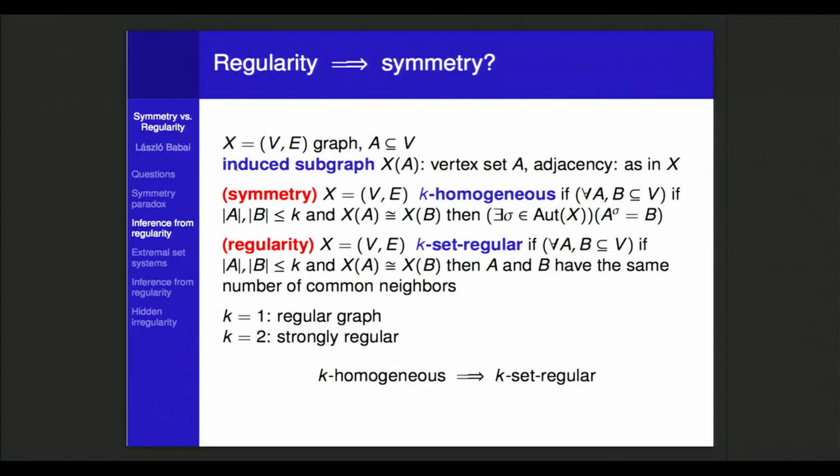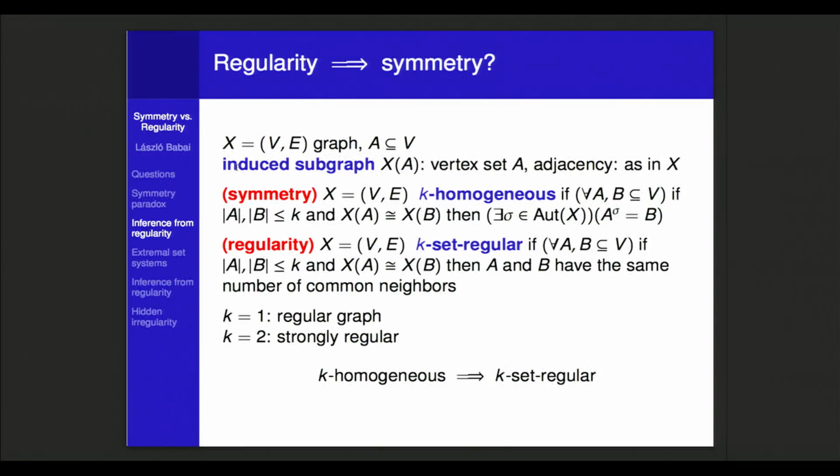Now, a much weaker, seemingly much weaker regularity condition, which I call k-set regular, requires that if I have two subsets of equal size and they induce isomorphic subgraphs, then they have the same number of neighbors. Now, this is obviously a consequence of the symmetry condition, but it seems so much weaker that one hardly would expect any significant consequences out of that. Now, let's look at what this condition means. If k equals 1, then it just means that the graph is regular, okay? That's the regularity condition. The number of neighbors of one point is its degree, so it has to be the same for every vertex.